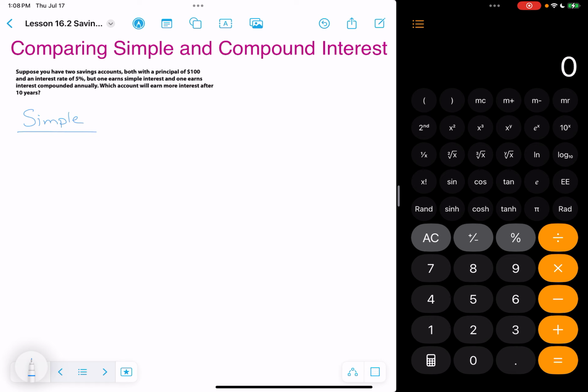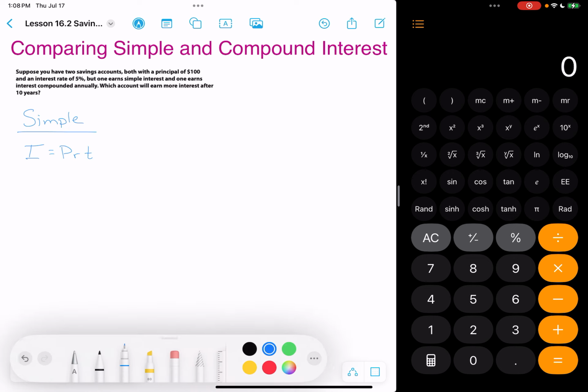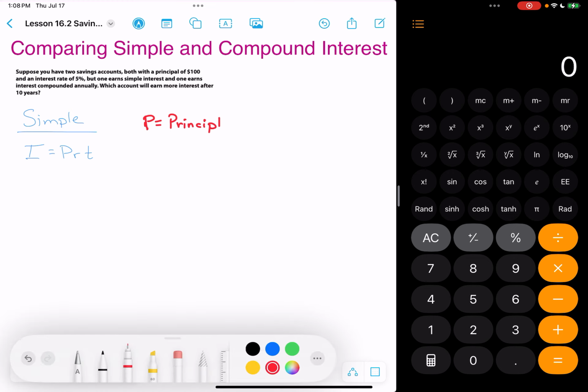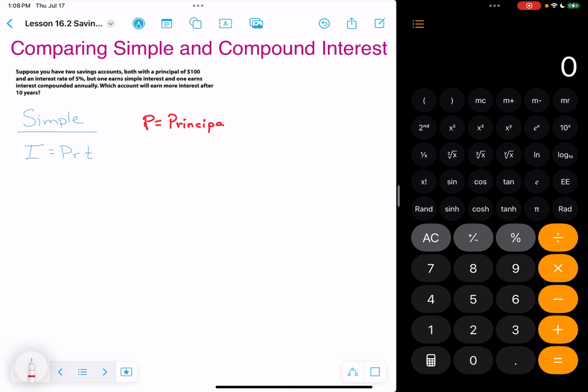So the simple interest formula looks like this. It's PRT. So in PRT, P is the principal. Spelling that right. Oh, not that kind of principal. Principal. R is the interest rate, and T is the time in years.